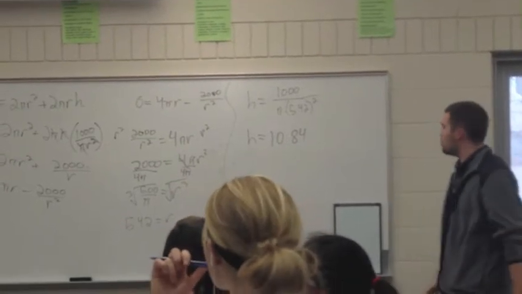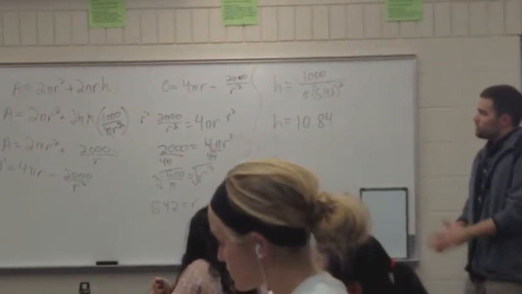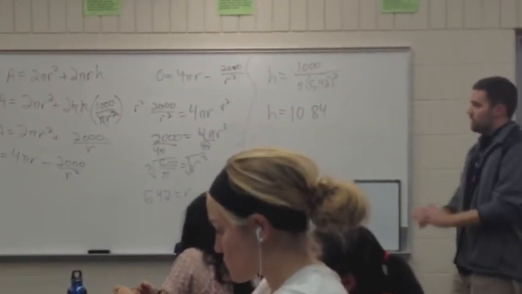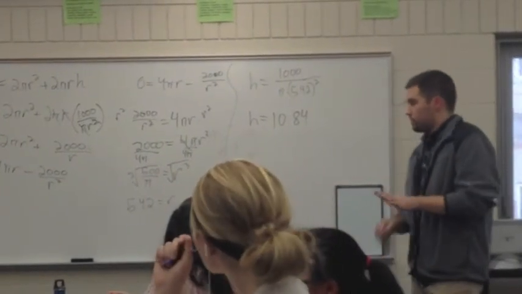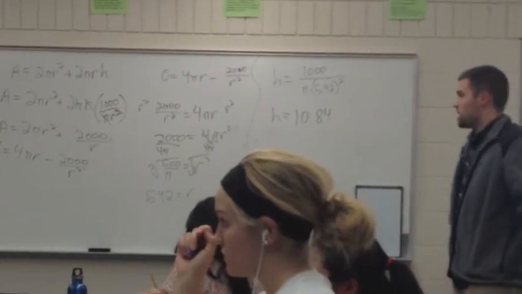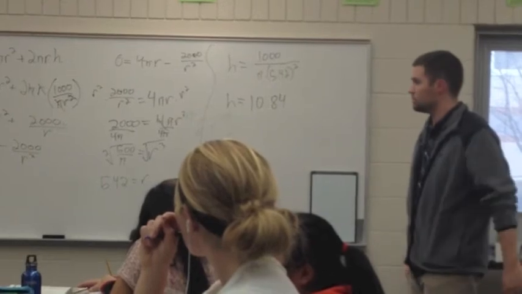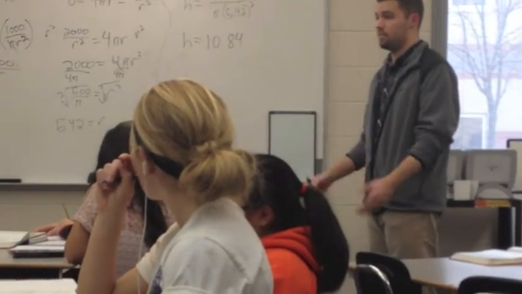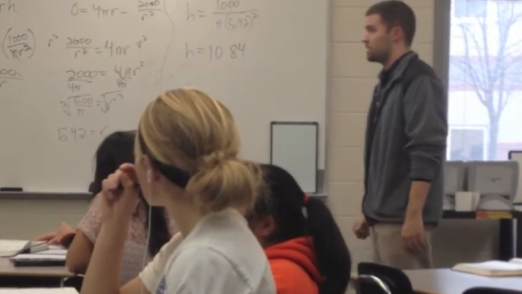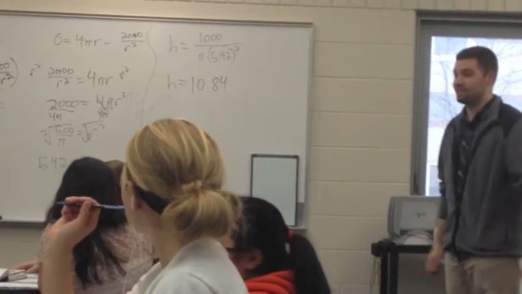Interesting. Danny said it's twice the radius. So if we wanted to minimize the material used or minimize the surface area for any right cylinder, what kind of general dimensions should we have? Yes. The h has to equal 2r. And that's for any right cylinder.